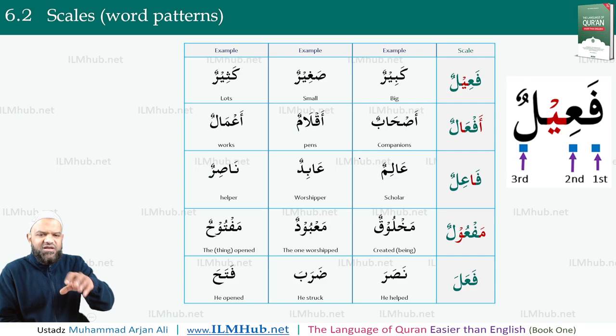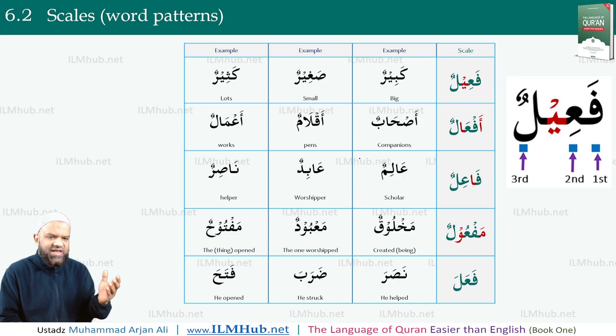What type of word is it? How is it derived? What are its roots? And you can go to the root and get the meaning of the word. So we have now at the end, an easy one for you, which is the fa'ala. It's the verb pattern. So nasara, daraba, fataha. Again, these are verbs, and you can see they all follow exactly the same scale.